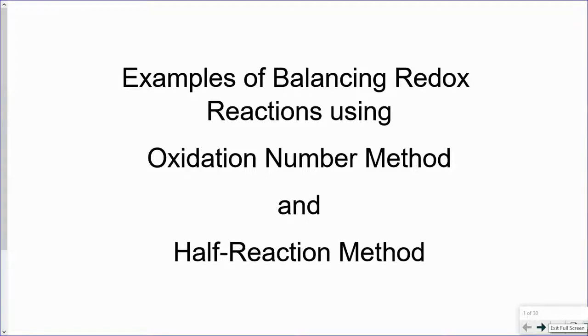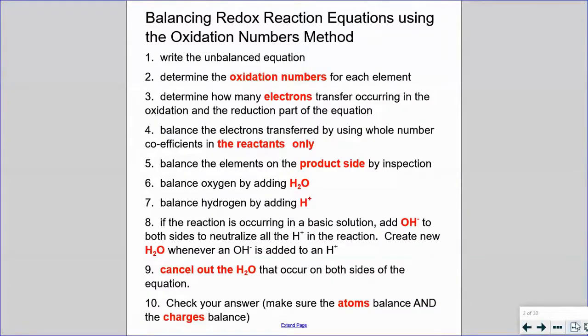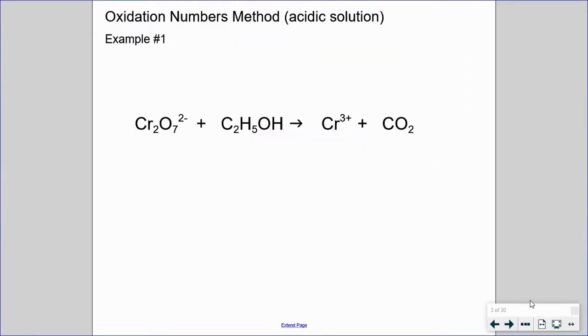Examples of balancing redox reactions using the oxidation number method and the half reaction method. These are the steps involved in balancing redox reactions using the oxidation number method. Let us begin with this first example. Our first step is to go through each element and determine its oxidation number.